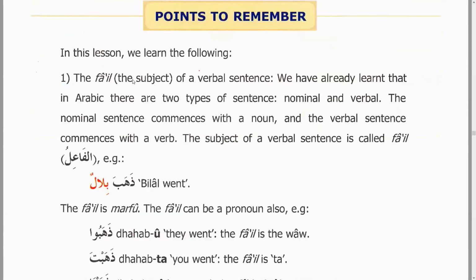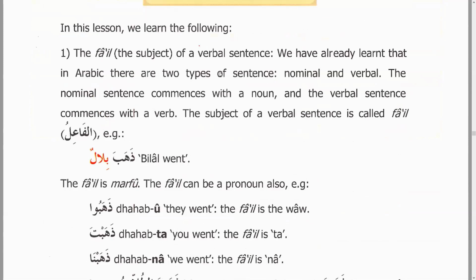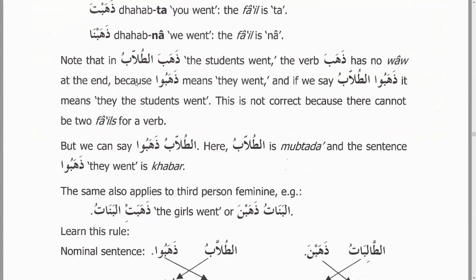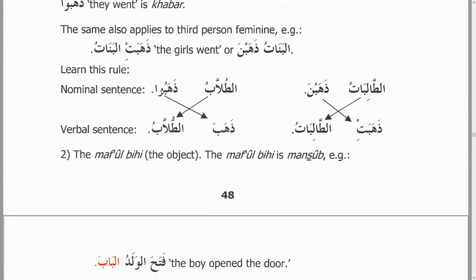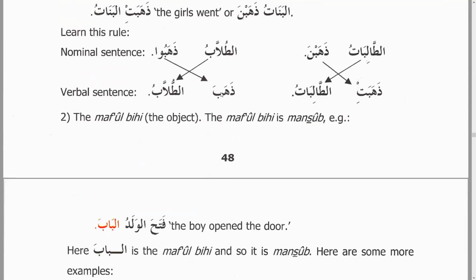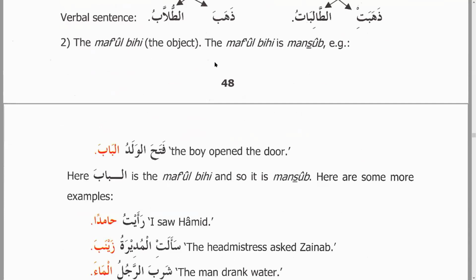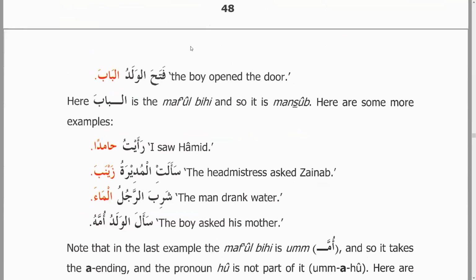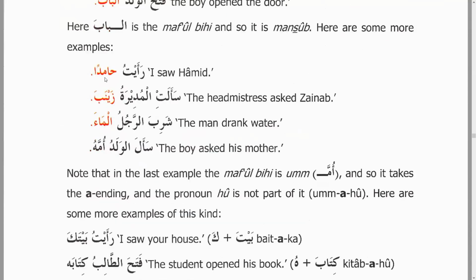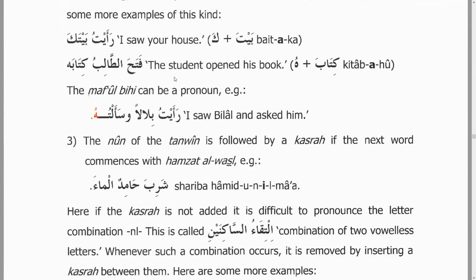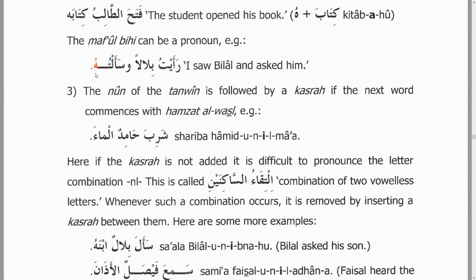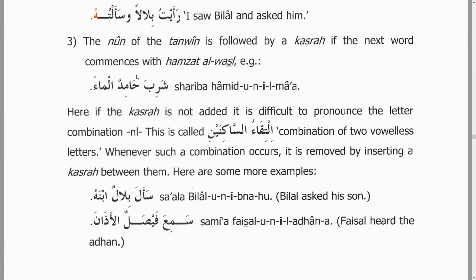So we learned in this lesson the file of a verbal sentence. In a verbal sentence, you have to use a singular form: instead of الطلاب ذهبوا, it becomes ذهب الطالب. This is the first rule we learned. Then the second rule we learned about the Mafoolun Bihi: the object is mansub. Then we can use it as a pronoun also.